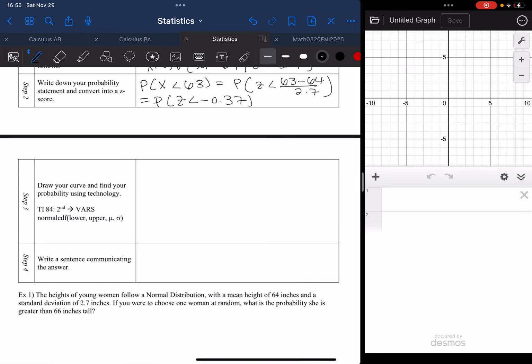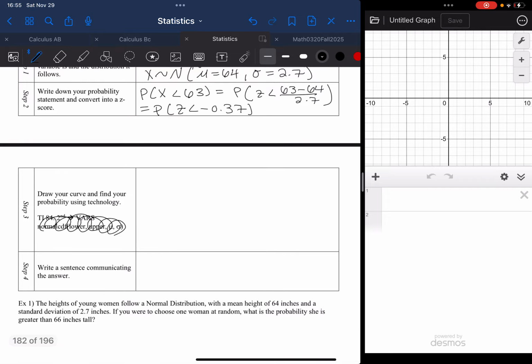Okay, our third C, which is to calculate, says draw the curve and find your probability using technology. So remember, we're using Desmos, so we can ignore that step there. And what's nice about Desmos, that we're going to see in just a minute, is that we really didn't need to calculate that z-score like we just did.